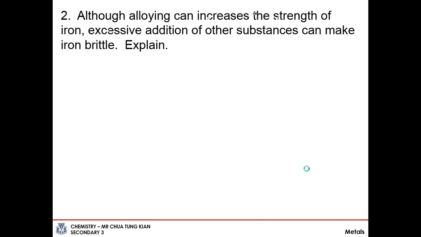Question number 2. While alloying can increase the strength of the iron, if we add in too much substance, it can actually make the iron brittle. It's the same as imagining you have a lump of clay. As you knead the clay, as more and more dust and dirt is kneaded into the clay, eventually the clay will start to break out into small, tiny bits. Correct? So this is the same for alloying.